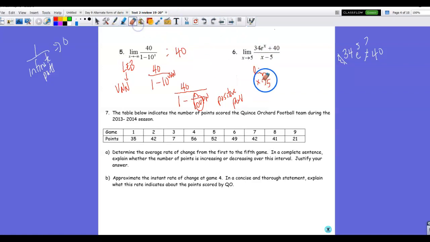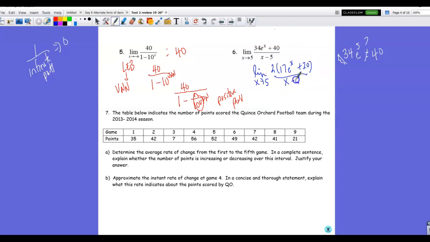Let's make that a little bit neater. I can do better than that. And let's make it blue. Let's get a pen. So I will have the limit as x approaches 5. If I factor out a 2, that'll give me 17e to the x plus 20.